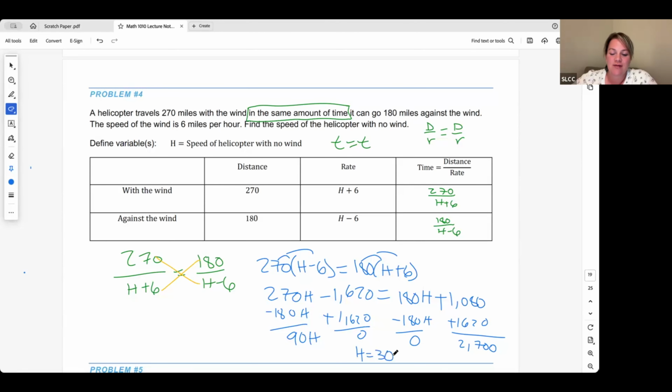So what does that mean? That means the helicopter speed with no wind is 30 miles per hour. Make sure you label properly. The answer is 30 miles per hour.